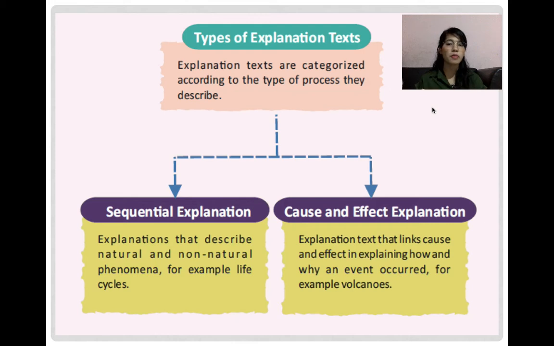So here are the types of explanation text. Explanation texts are categorized according to the type of process they describe. And there are two types of explanation text: sequential explanation and cause and effect explanation. Sequential explanation describes natural and non-natural phenomena, for example, life cycles. And the cause and effect explanation is explanation text that links cause and effect in explaining how and why an event occurred, for example, volcanoes.